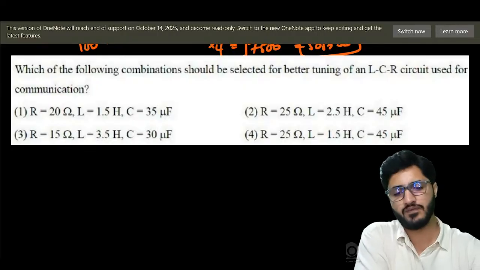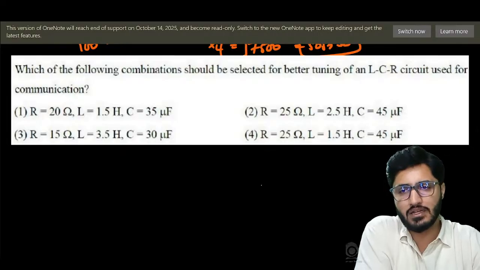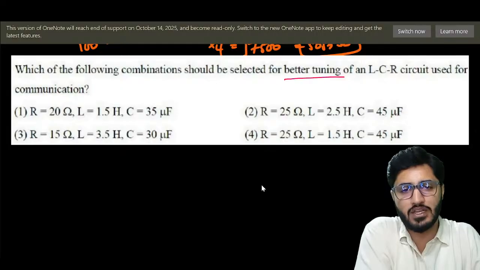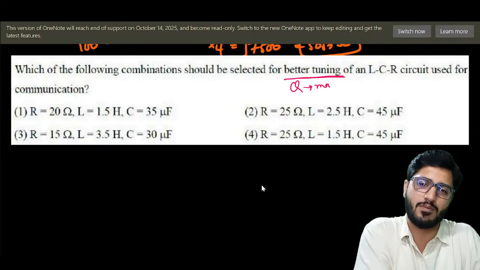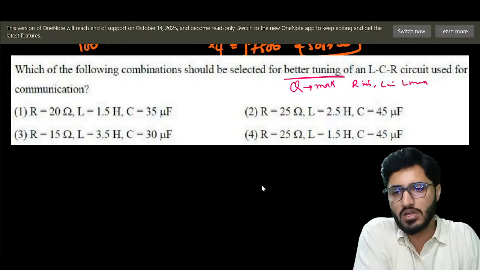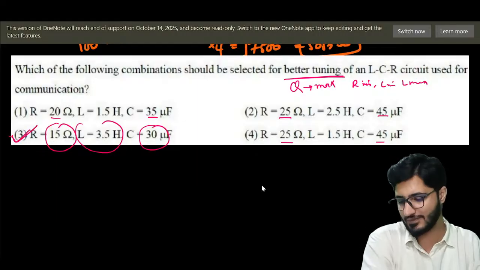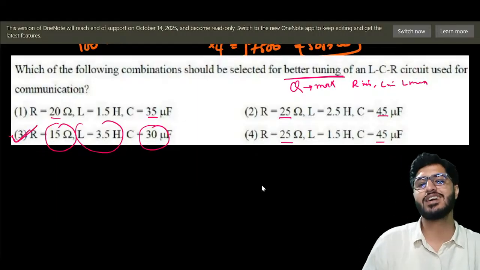This one is on the screen, and the numerical is like, which of the following combinations should be selected for better tuning? What is better tuning? Q should be maximum. For Q maximum, R minimum, C minimum, L maximum. Look, R minimum 20, 25, 25. This one is good. C minimum 35, 45, 45, 30. This one is good. That means option number three. Within 2-3 seconds, you will get this numerical done.